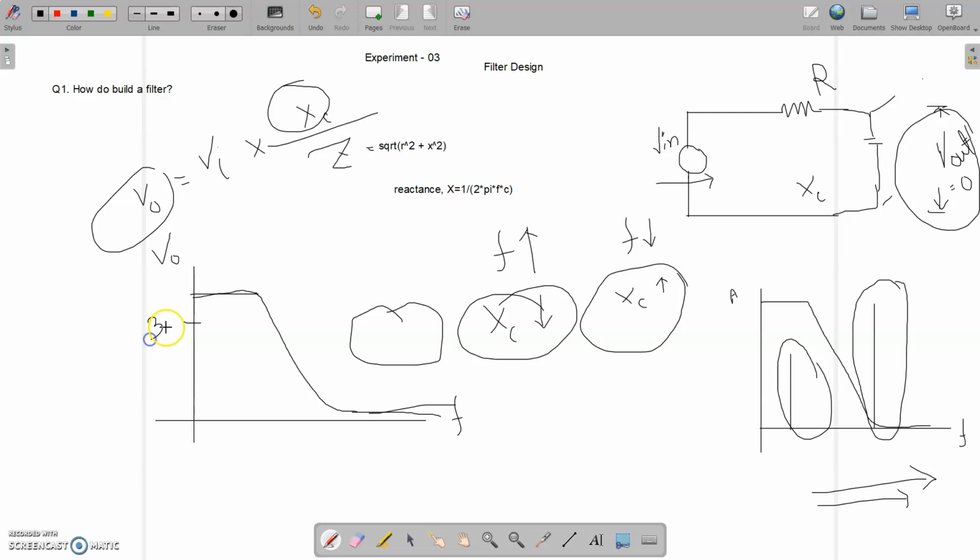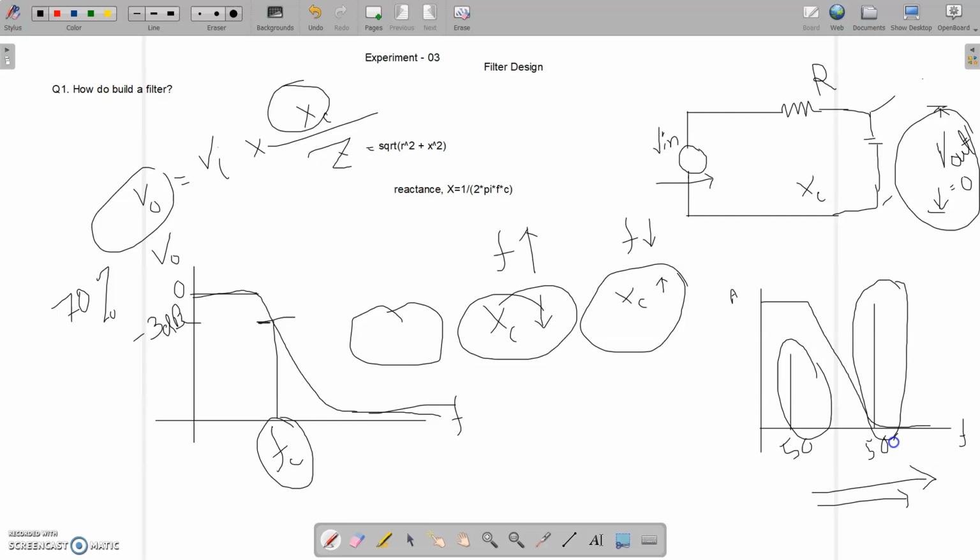One important thing is the 3 decibel point. This is my 0 decibel, and this is minus 3 decibel, which equals 70.7%, around 70% of my primary value. The frequency here is what we call my cutoff frequency. So this is 70% of my highest value. Here this was my 50 hertz, and this was my 500 hertz.